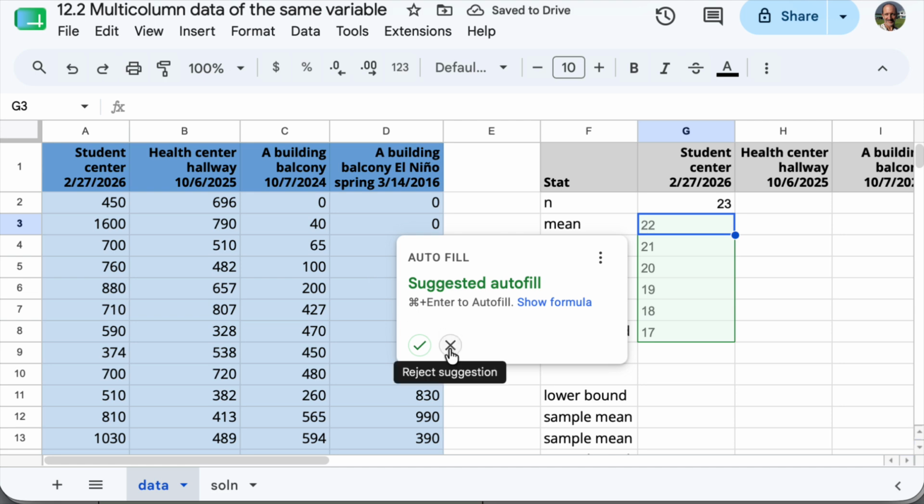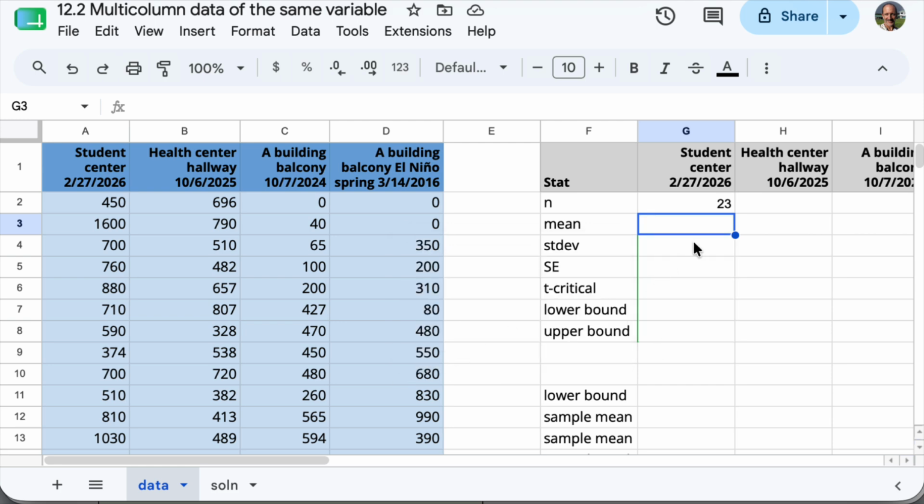Autofill is almost always wrong. In 1% of the cases, it's the thing to do. Here it's not. It's just giving me numbers going down. That's not right. Close that.